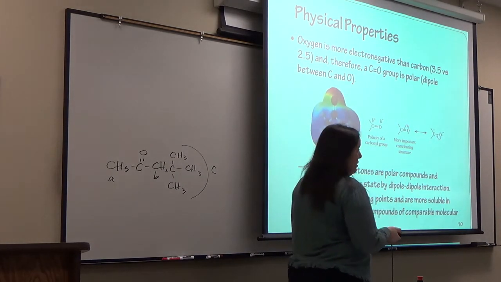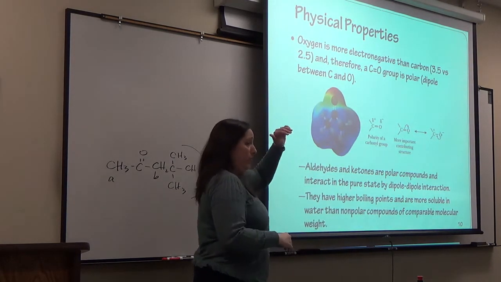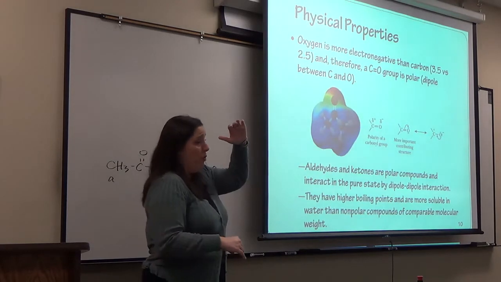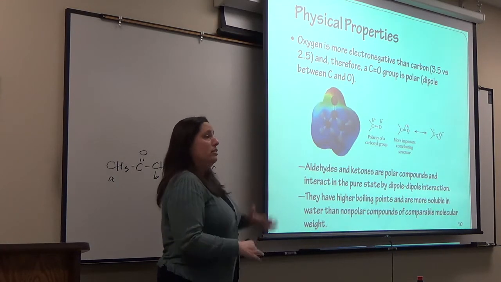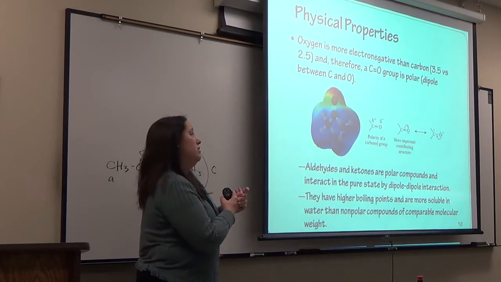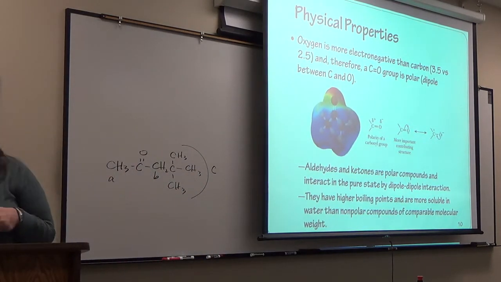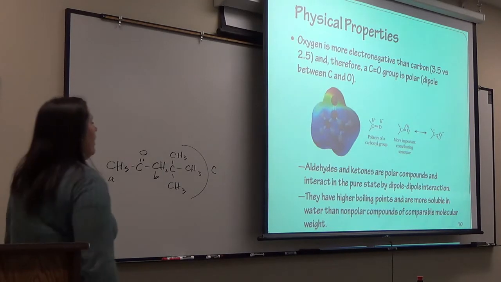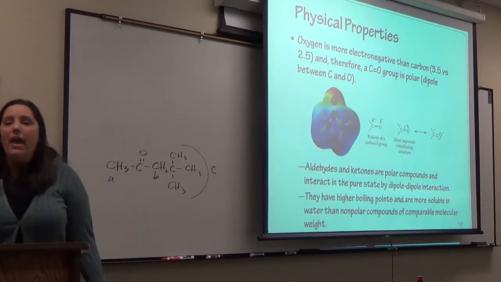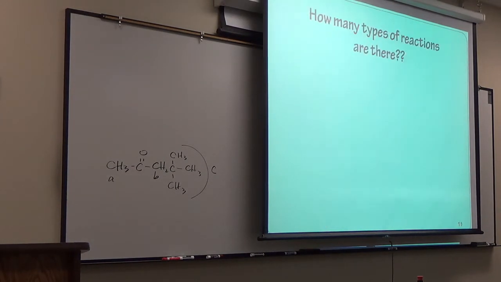And so, yes, the dipole interaction will help with boiling points, but is it going to be as high a boiling point as something like an alcohol? No, right? Because alcohols can hydrogen bond. Does that make sense? So yes, it's going to be higher than an alkane, but it's not going to be as high as an alcohol. So we usually think of aldehydes and ketones as intermediate between alcohols and alkanes, okay? Because it is higher because of the dipole-dipole interaction, but it's not as high as a hydrogen bond.